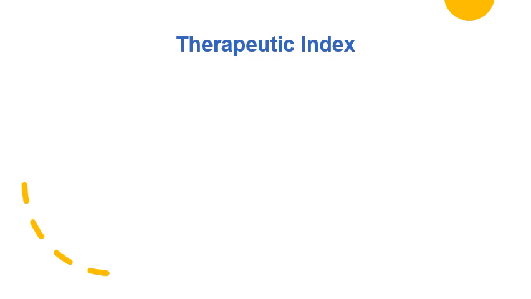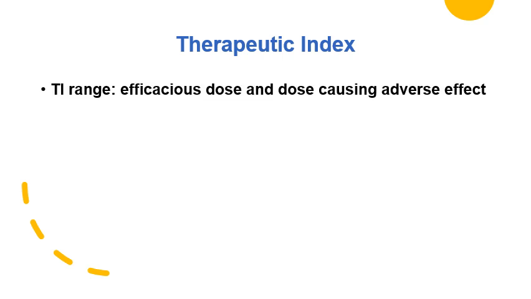Okay, so looking at some terminology, looking at the idea of therapeutic index. The therapeutic index range is the range between what we call the efficacious dose and the dose that causes adverse effects. Basically, how much of a dose do you need to get a benefit versus how much could potentially cause an adverse effect?